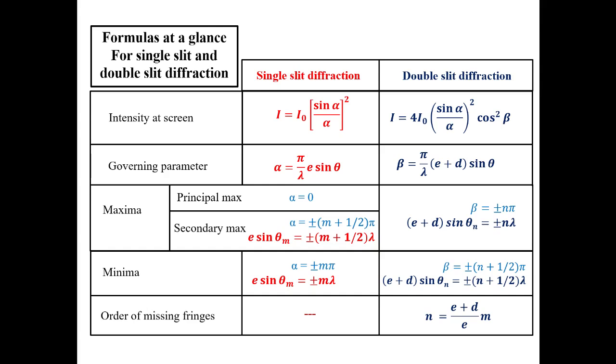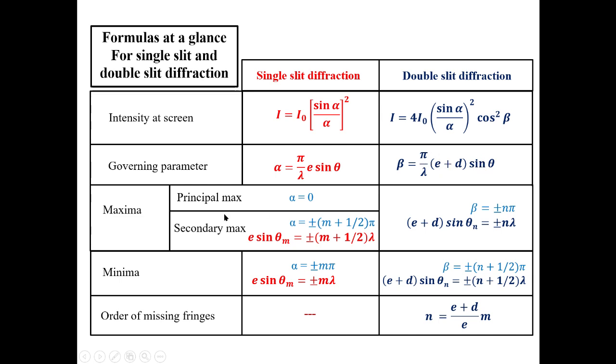Hello. As we did in our previous lecture, we start this discussion also from the review of formulas. So the intensity at the screen due to single slit diffraction is I equal to I naught sin square alpha upon alpha square, where I naught is the incident intensity and alpha is given by this expression. This theta is the angle of diffraction, and the intensity at the screen due to double slit diffraction is given by I equal to 4 I naught sin square alpha upon alpha square into cos square beta, where beta is given by this expression.